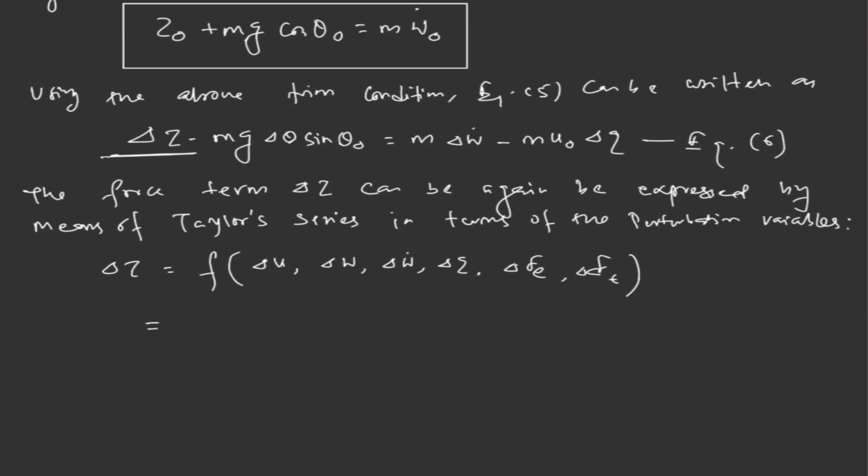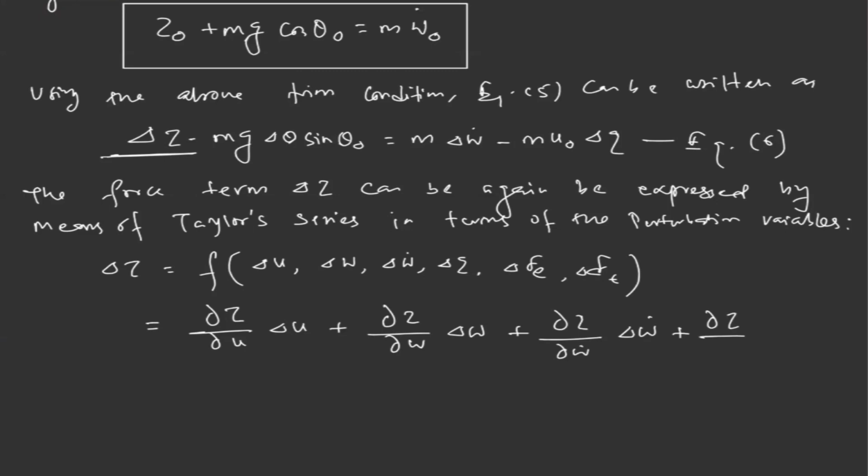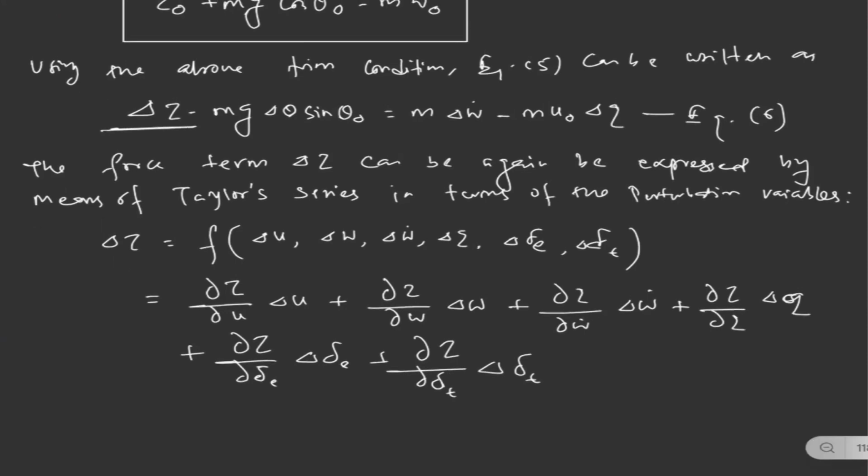We can write further, in Taylor series form, del z equals del z by del u delta u, plus del z by del w delta w, plus del z by del w dot delta w dot, plus del z by del q delta q, plus del z by del delta e delta e, plus del z by del delta t delta t. And let me define this equation number 7.